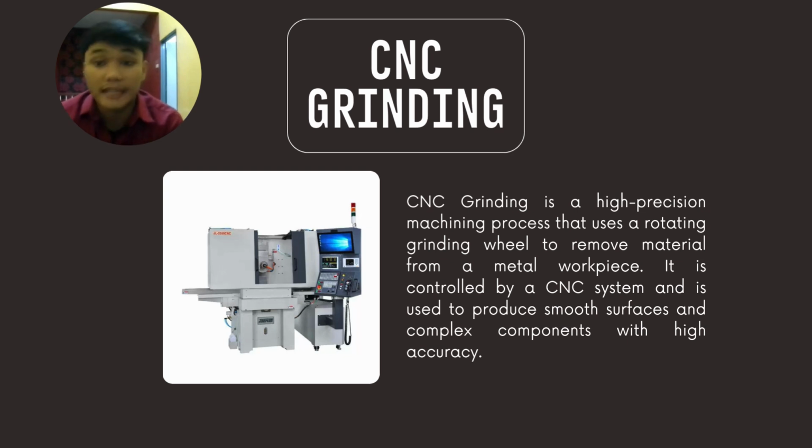Okay, we move to CNC grinding. The CNC grinding machine is a process that uses a rotating grinding wheel to remove material from a metal workpiece. It is controlled by a CNC system, and CNC grinding is used to produce a smooth surface and complex shapes for components with high accuracy.